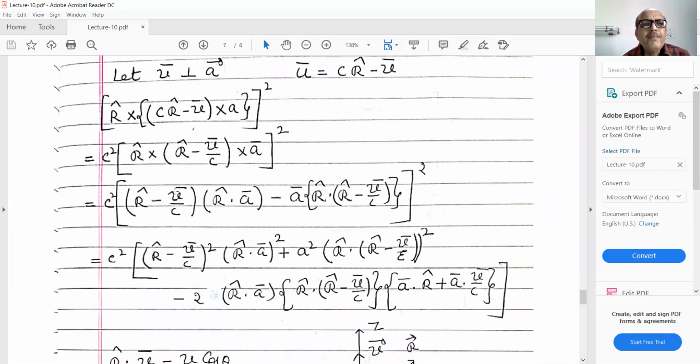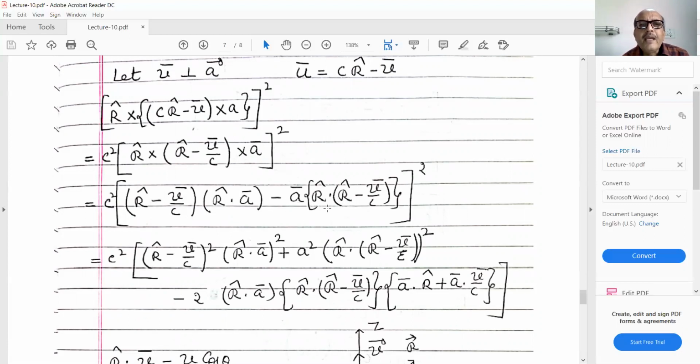So if you leave this as it is, this is a vector term. This is a scalar term. So here (R·A)² is here. Similarly, (R cap − B/C)² will come here. Now we move on to the second term. The quantity inside the bracket is a scalar quantity, and the vector is A.